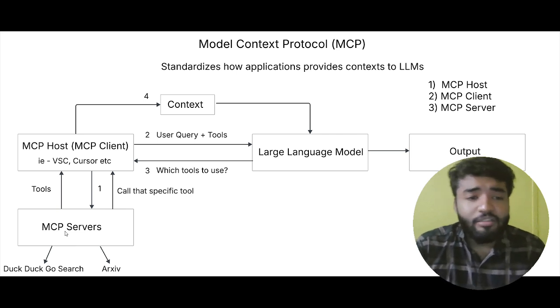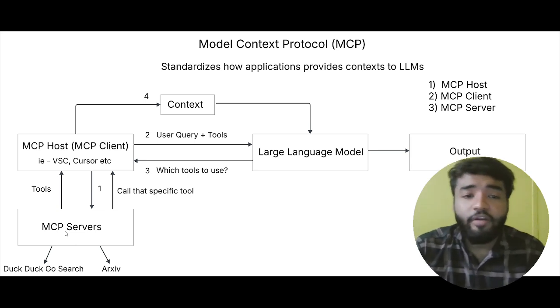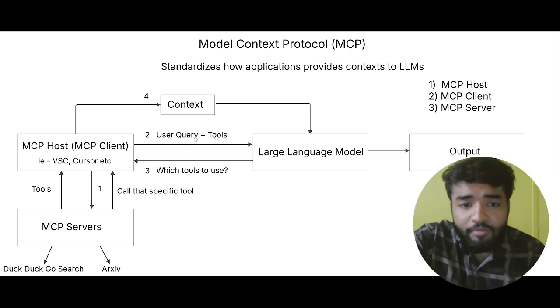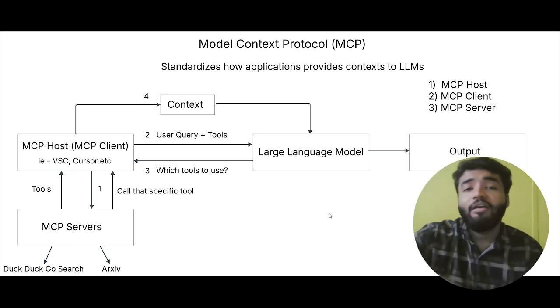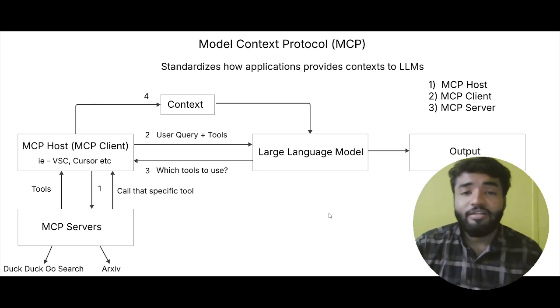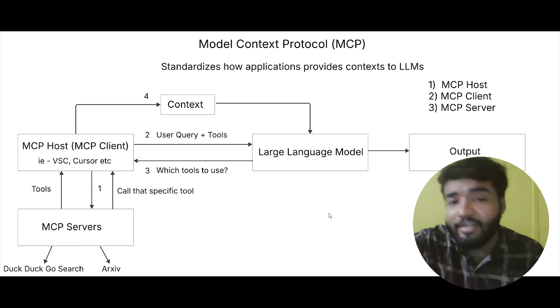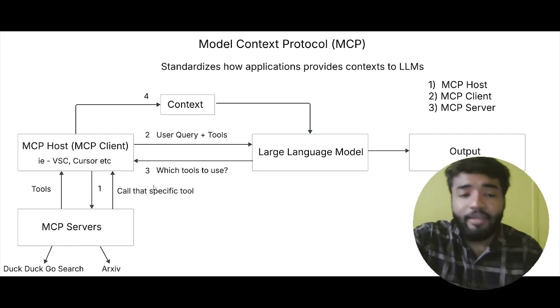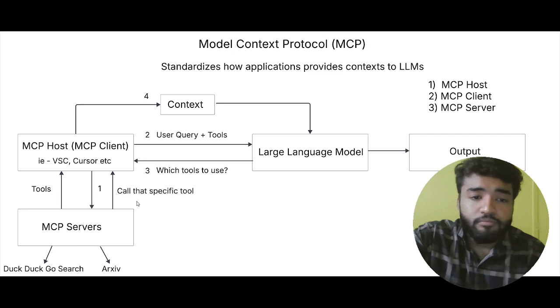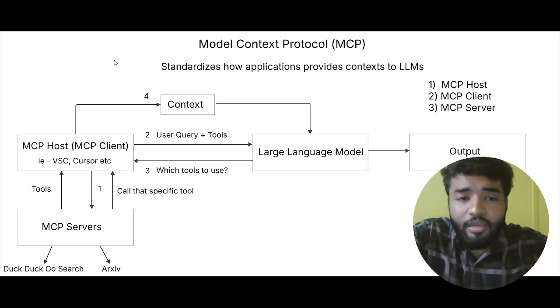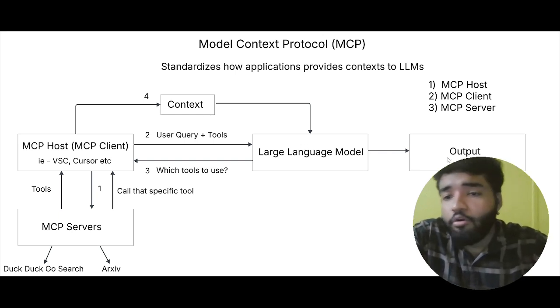The next step is that these tools will be passed with a query to our large language model, guys. You can see the second step here, right? Our user query plus tools is passed to the LLM, and here comes the main thing. Our LLM will decide which tools to use. Which tool to move further with is decided by the LLM only, and the next step is calling that specific tool. So what will happen next? It will call the specific tool plus user query, and it passes the context to the LLM. And at last, the LLM will give us the output. So this is the flowchart of MCP and how it works.